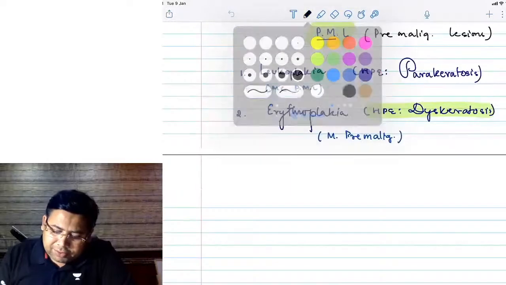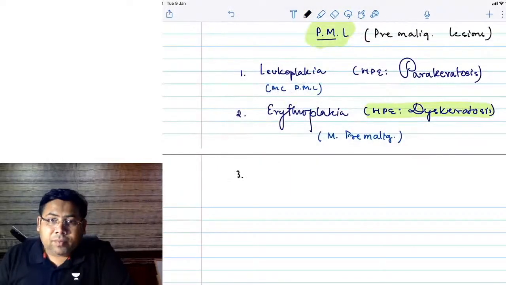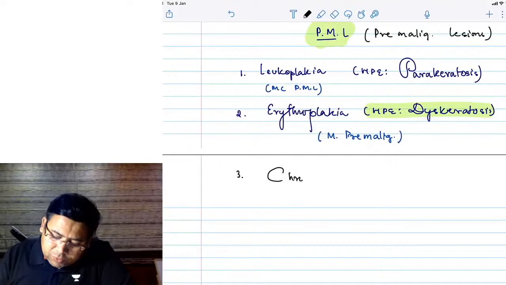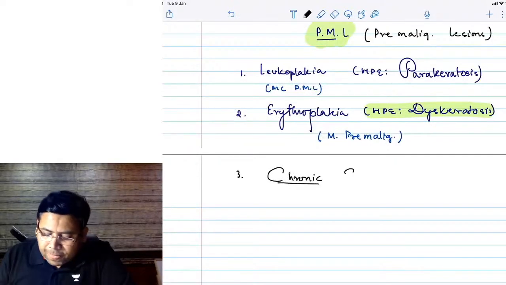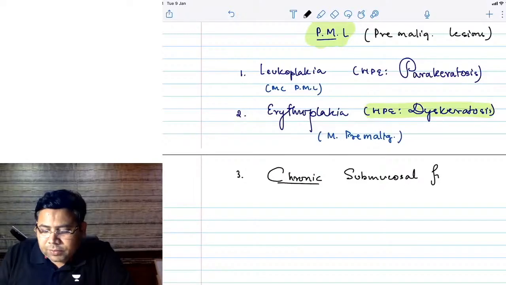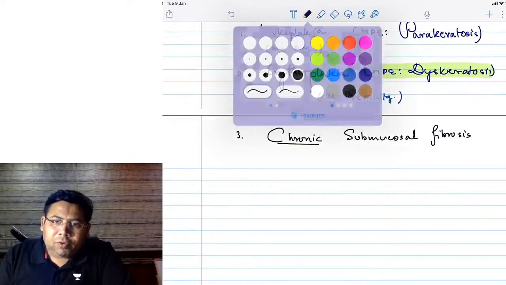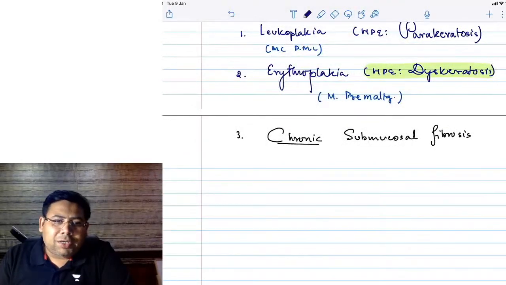Then the third very important thing is chronic submucosal fibrosis. Now when we talk about chronic submucosal fibrosis, what are the important things that we have to understand?